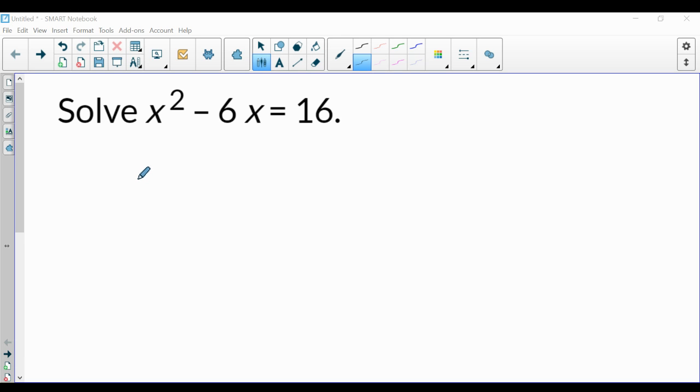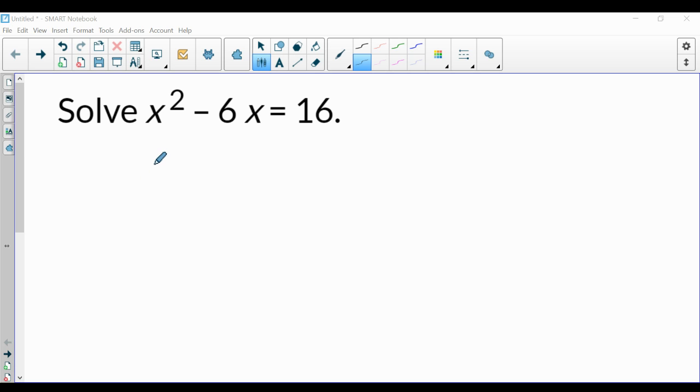There are three ways to solve a quadratic equation. The first way is factoring, the second way is by quadratic formula, and the third way is by completing the square. In this video, I'm going to show you how to solve this quadratic equation by factoring.